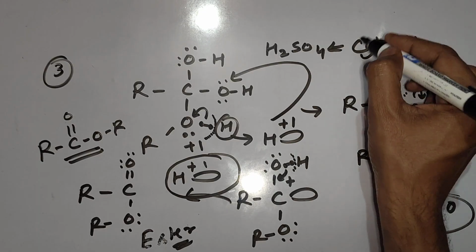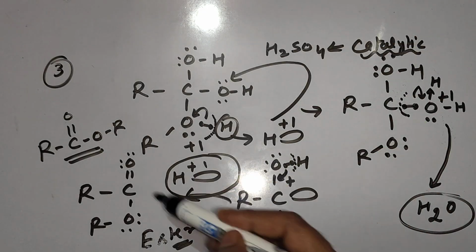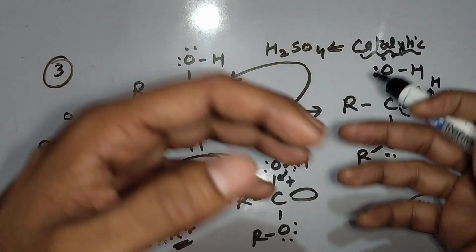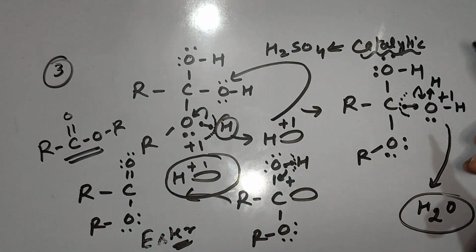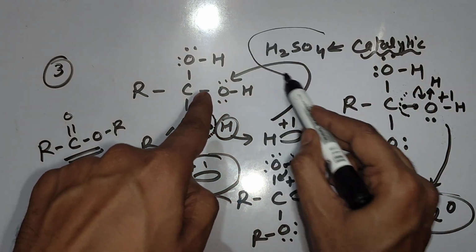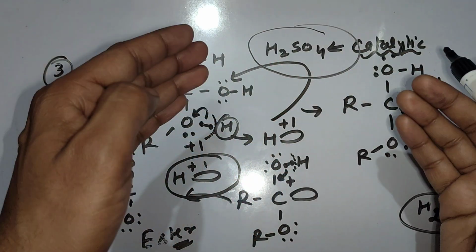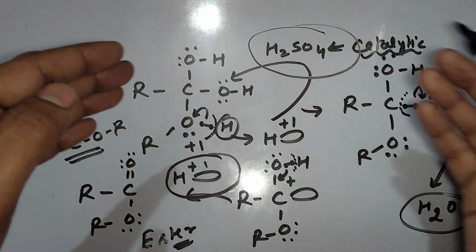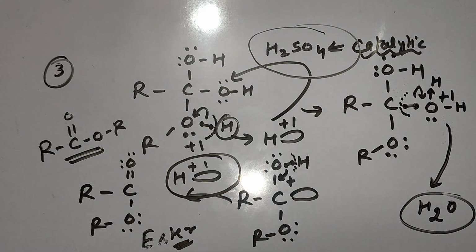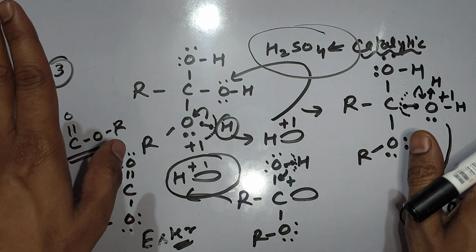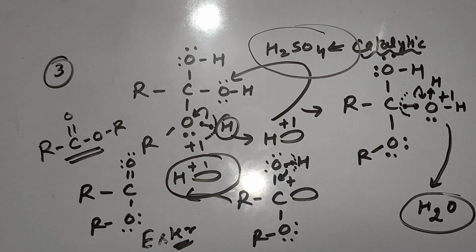Because during the course of the reaction, H positive ions are automatically getting generated again and again, and the three steps will be repeated again and again. So sulfuric acid we require just for the start of the reaction, and after that, H positive ions are continuously being generated from the molecules. So these are the three steps we have for the esterification mechanism.